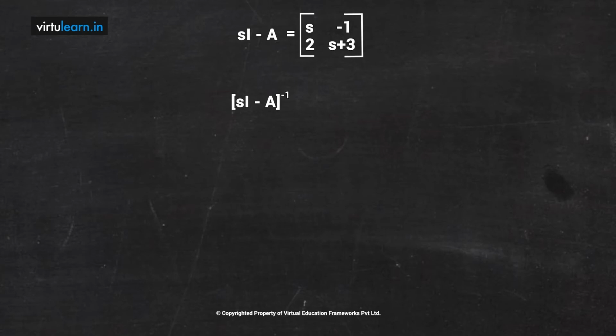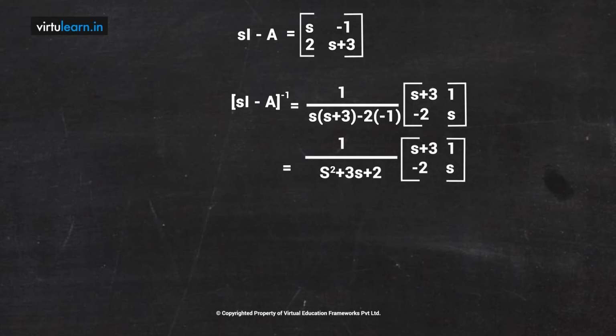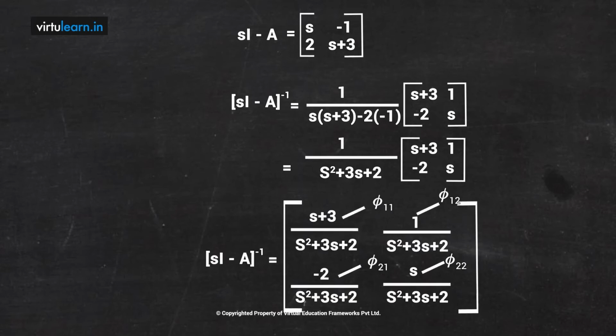So (sI - A) whole inverse is equal to 1 by (AD - BC), times the matrix with D, minus B, minus C, A. So AD is s into (s+3), minus BC, which is 2 into 1 with the sign, so the determinant is s square plus 3s plus 2. Inside the bracket we have D = s+3, -B = 1, -C = -2, and A = s. So this is my (sI - A) inverse. When you simplify it, you get 4 elements. The first element is (s+3) by (s square + 3s + 2), the next element is 1 by (s square + 3s + 2), the third element is -2 by (s square + 3s + 2), and the final is s by (s square + 3s + 2). So there are 4 elements in (sI - A) whole inverse.